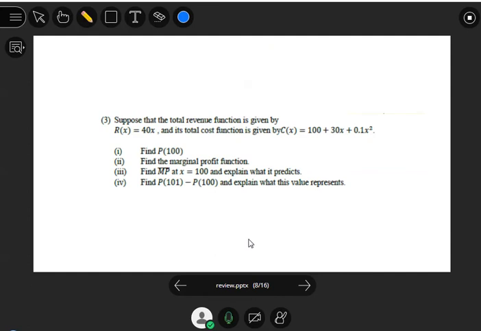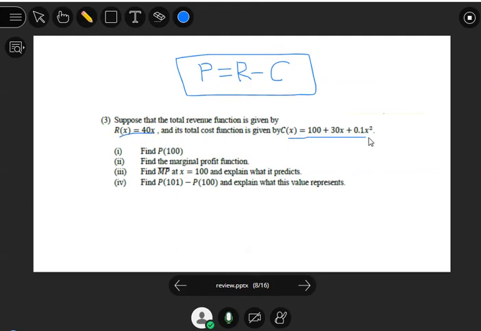Third problem. It is related to your 1330 course, because you have already learned that profit is equal to revenue minus cost. P, our profit, is equal to revenue minus cost. This is the basic thing you need to know here, otherwise you can't solve this problem. First it is given that the revenue function is 14 times x and the cost function is 100 plus 30 times x plus 0.1 x squared.